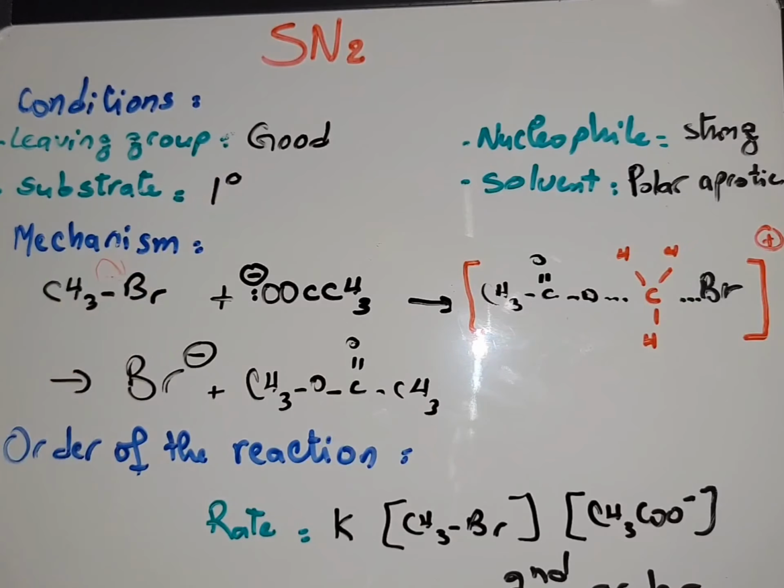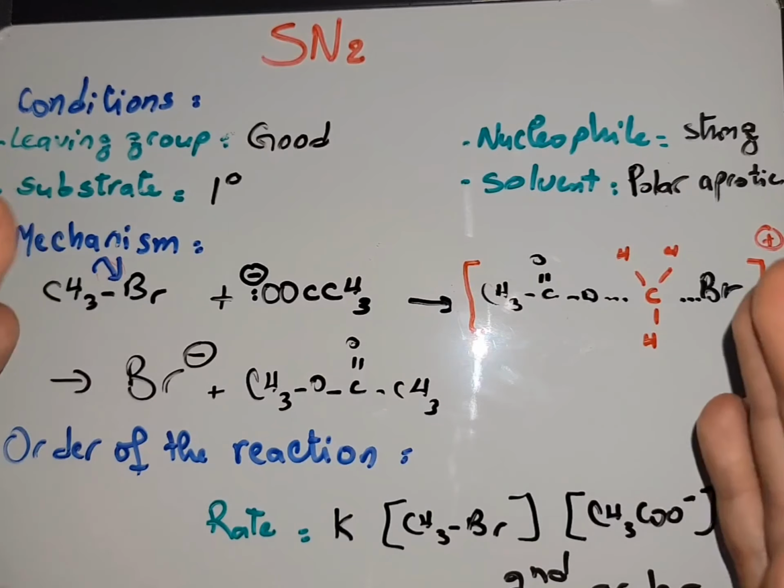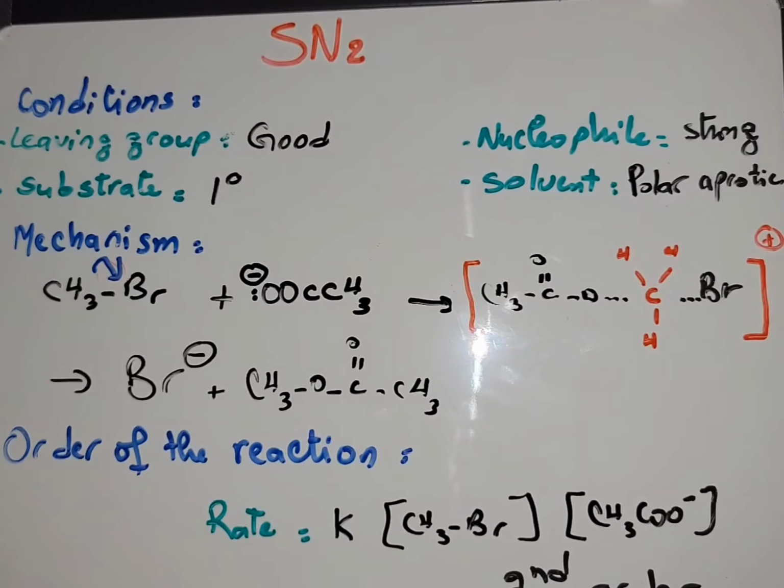Now let's talk about the mechanism. For an SN2 reaction, the first step is the leaving group which leaves. We have here a bromine atom that leaves. This is the first step, and this reaction happens at the same time. We have one main step for the whole reaction.